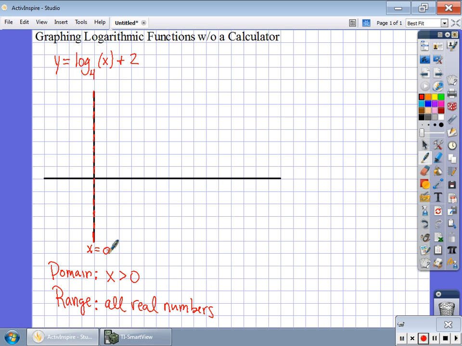Now what we need to do is make a table for vanilla log base 4. Remember, to choose your x values, you go 1 over the base, 1, and the base. Log base 4 of a fourth is -1. Log base 4 of 1 is 0. Log base 4 of 4 is +1.